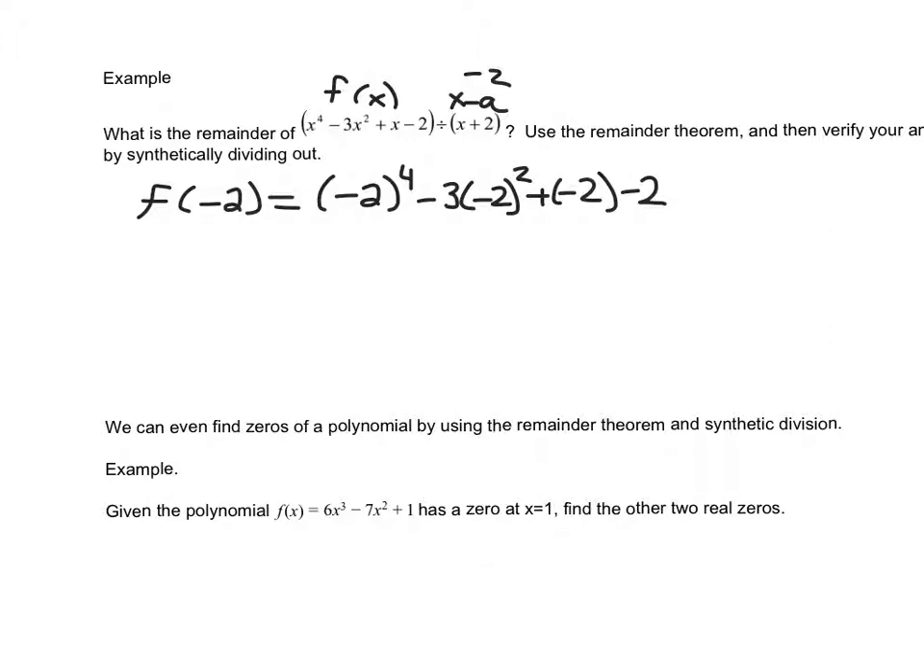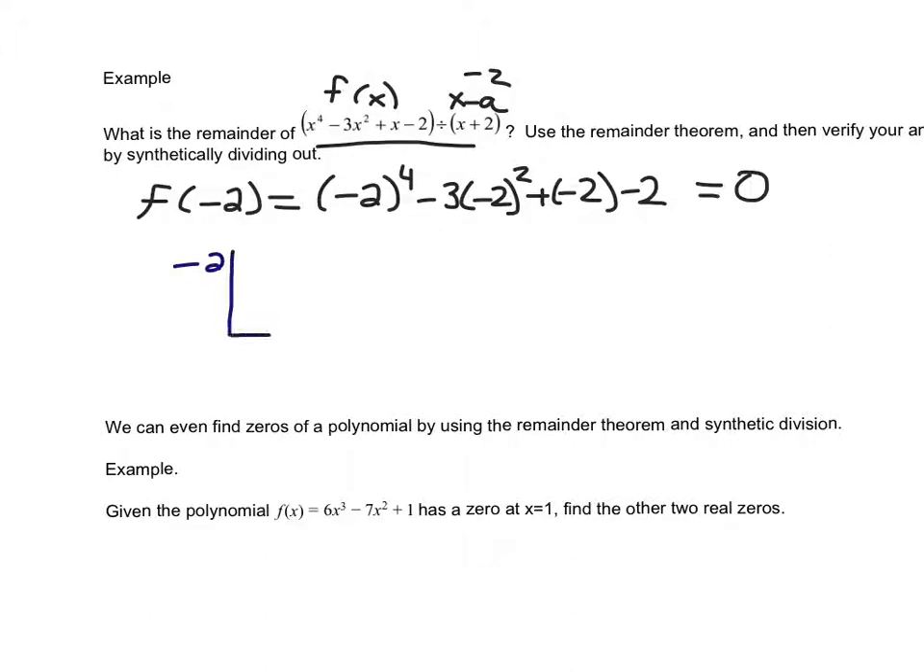So if I plug this in correctly, I believe this equals 0. So I'm going to claim by the remainder theorem that this division has a remainder of 0, because the remainder theorem says whatever I plug in, it should give me that remainder. So to verify it, let's just quickly synthetically divide these two out.